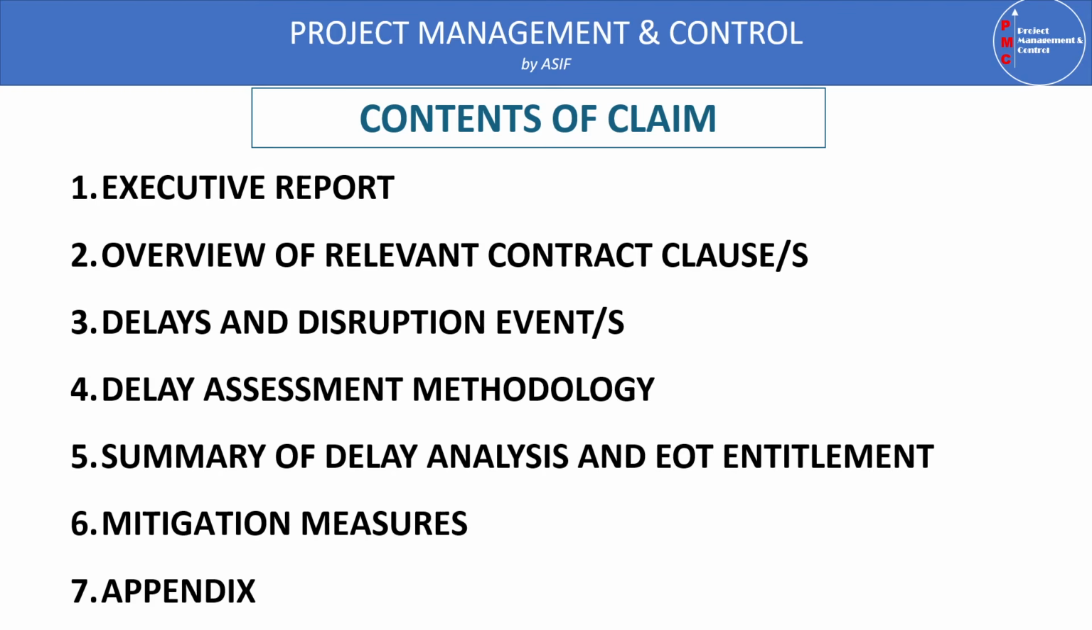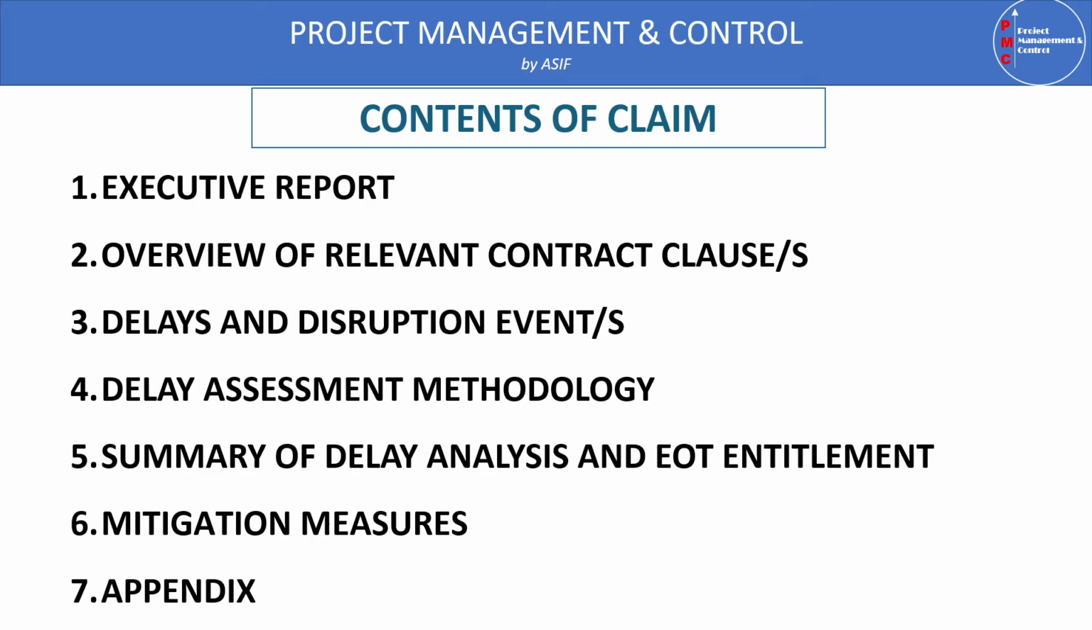So to repeat again in a while, an extension of time claim consists of a minimum of the following. Number one is the executive report, already defined in my previous video. Number two is overview of relevant contract clauses. Number three is delay and disruption events. Number four is delays assessment methodology. Number five is summary of delays analysis and EOT entitlement. Number six is mitigation measure, and then number seven is appendix.